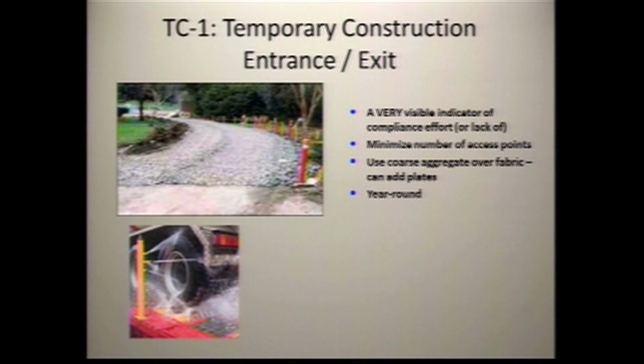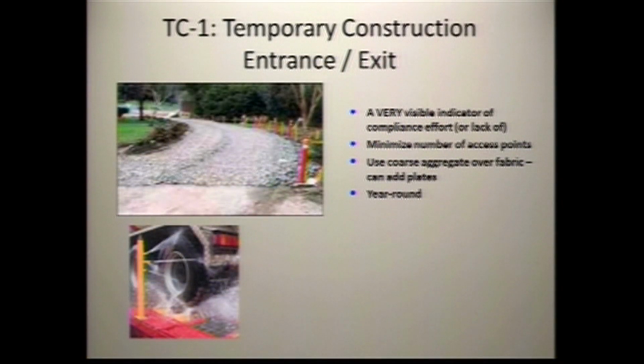Entrances and exits, again, a very simple metric: either the street's clean or the street's not clean. And the regional board inspectors have a very low tolerance for dirty streets. They're driving around, and they'll see track out, they'll go back to the construction site, and that's something that they'll jump on the city for.